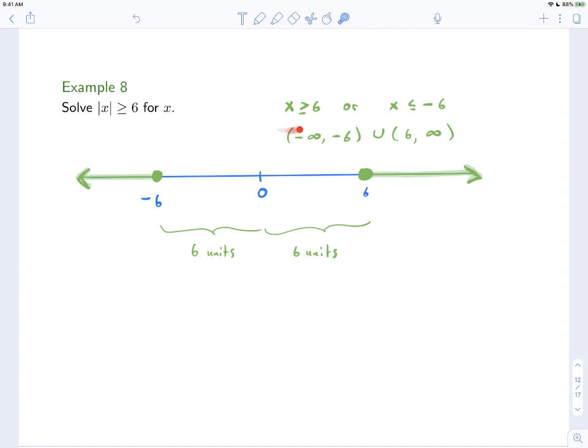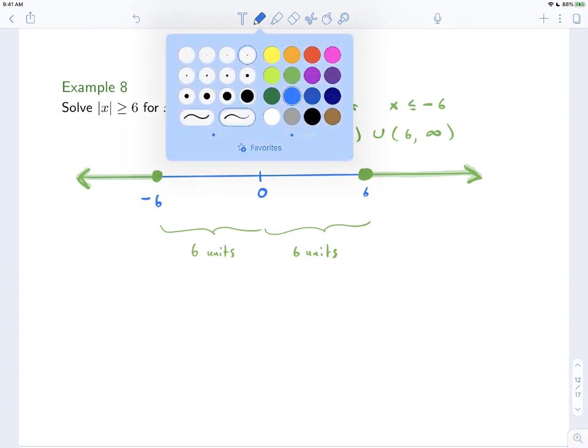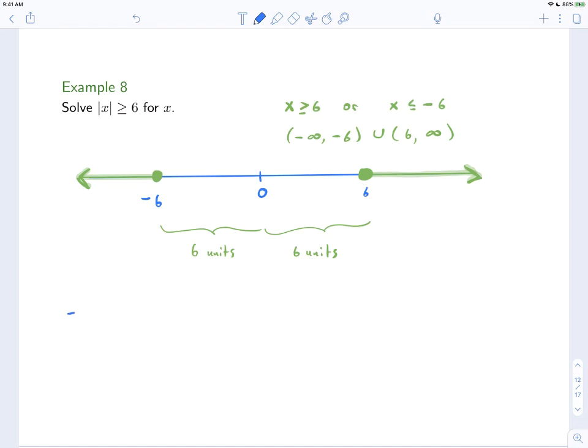So x is either greater than or equal to 6, or x can be less than or equal to -6. Either one of these conditions is okay. So if it's this condition or this condition, you have a solution to this inequality. Once again, if we use a strict inequality instead of a greater than or equal to, so if we have the absolute value of x is strictly greater than 6, then we have the same thing, but we just exclude the endpoints.